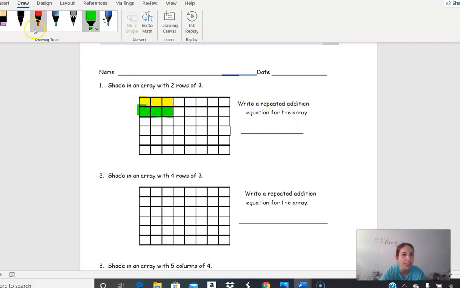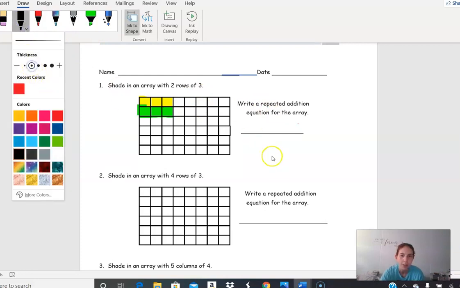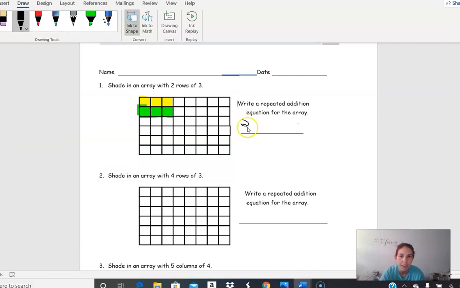So now for a repeated addition sentence, we would use 3 plus 3 equals 6. Okay, let's go to the next one.